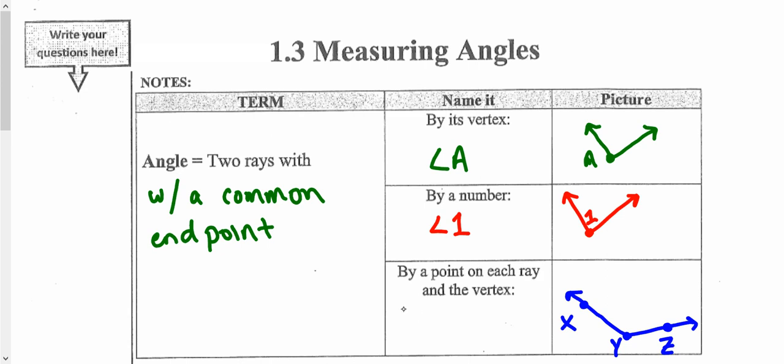So what we can do is call this angle XYZ. We could also call this angle ZYX. But what I cannot do is call this angle XZY or ZXY. We always have to have the center letter of the name be the vertex. The vertex in this case is Y.